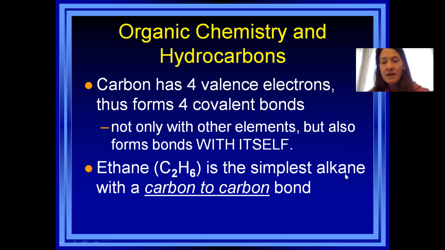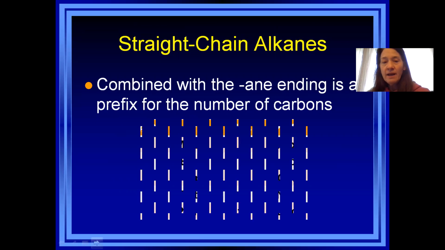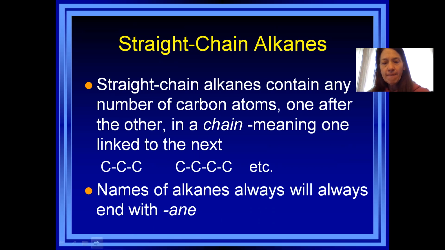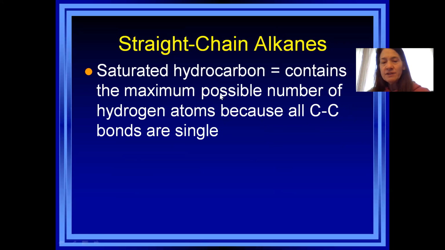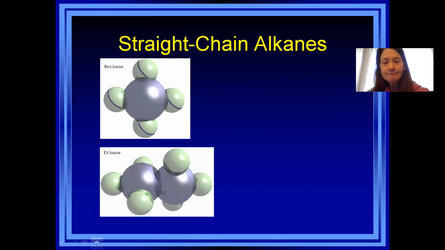Ethane is another simple one. It ends in ANE. We talked about that. Okay, these are all straight chained. Names of alkanes always end in ANE. They're saturated because they contain the maximum number of hydrogen atoms, like we saw. This is all a review. Okay, this is methane. There's your 1 carbon with your 4 hydrogens, right? There's ethane, 2 carbons, and then we add our hydrogens.